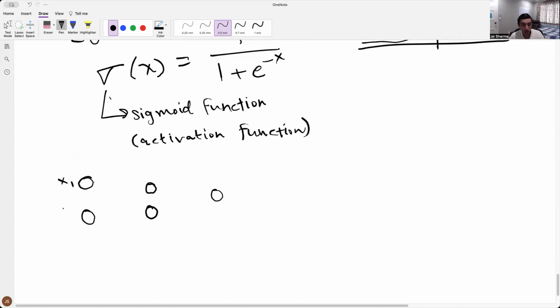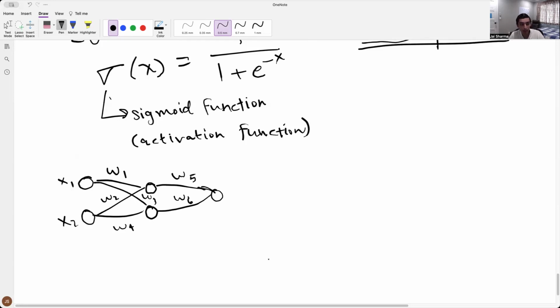This is x1, let's say, and this is x2. And then let's say that we combine these using W1 and W2, and we combine these two using W3 and W4. Okay. And let's say we combine these two with W5 and W6.